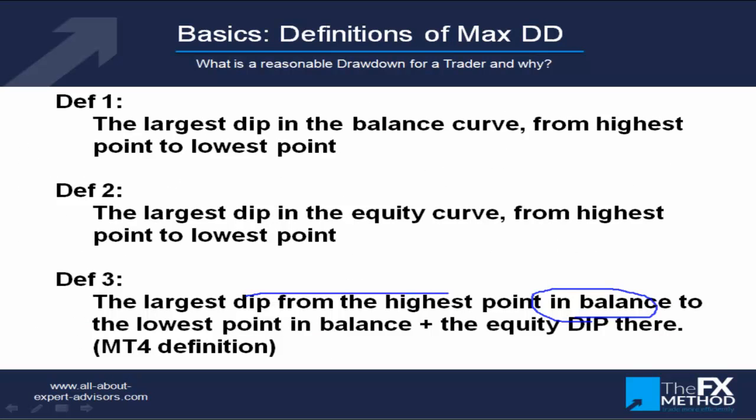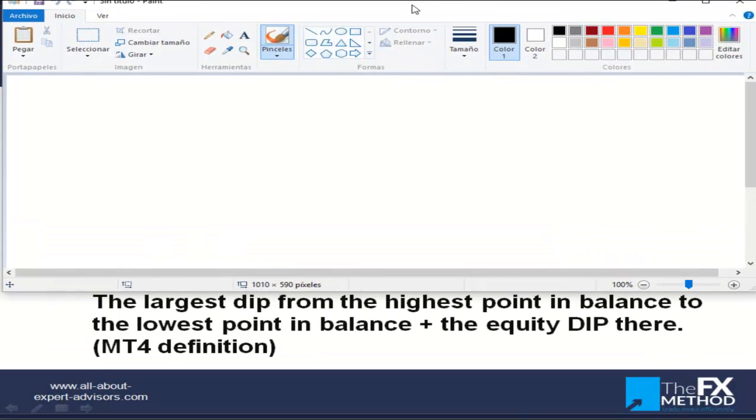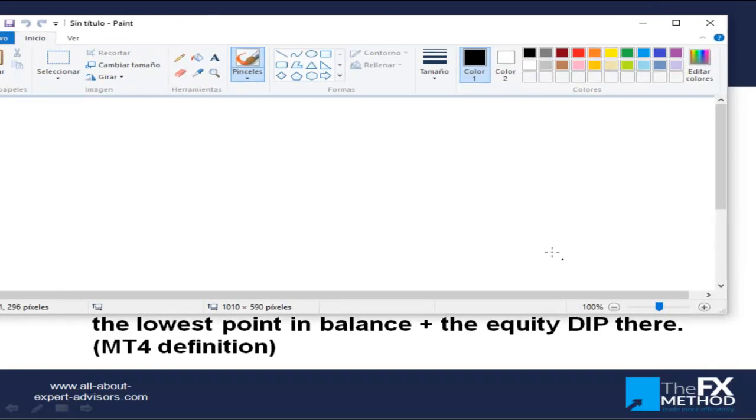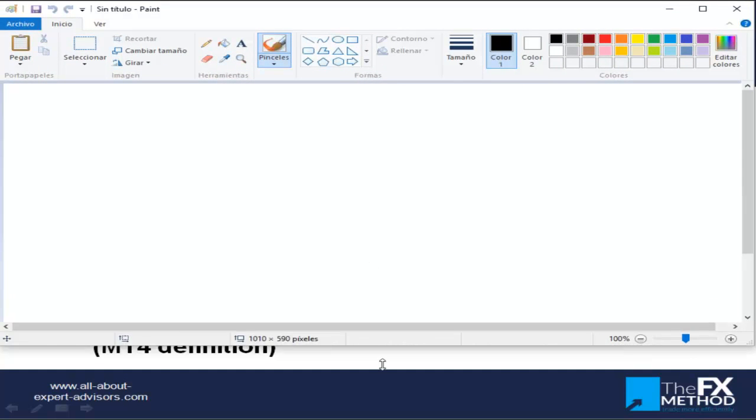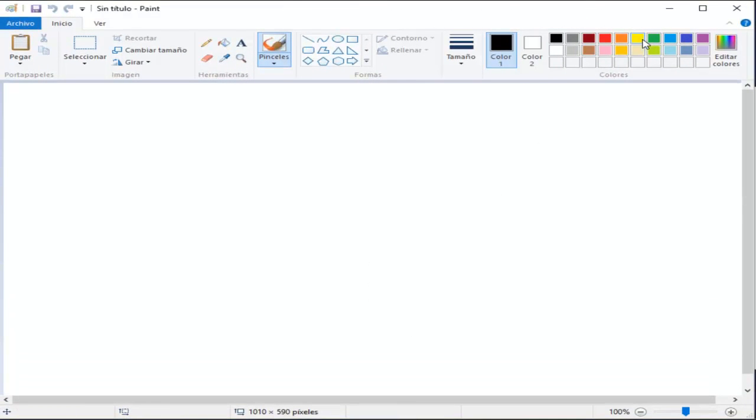The first definition is the usual one, which is basically the largest dip in the balance curve from highest point to lowest point. But they only take into consideration the balance curve. There is, as you know, at least 2 curves. The first one is the balance curve. That means the capital you have when you close the trades, okay? And the other one is the equity curve.